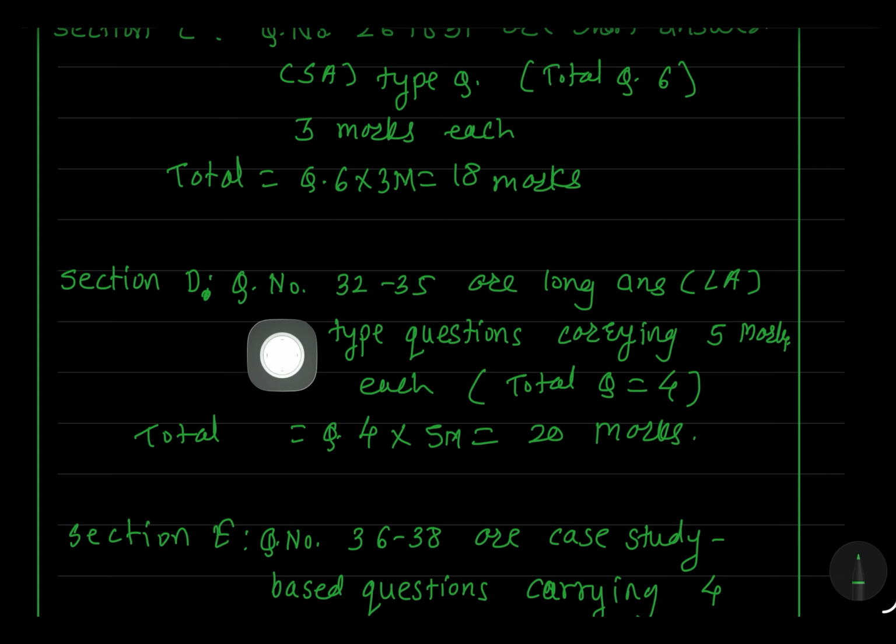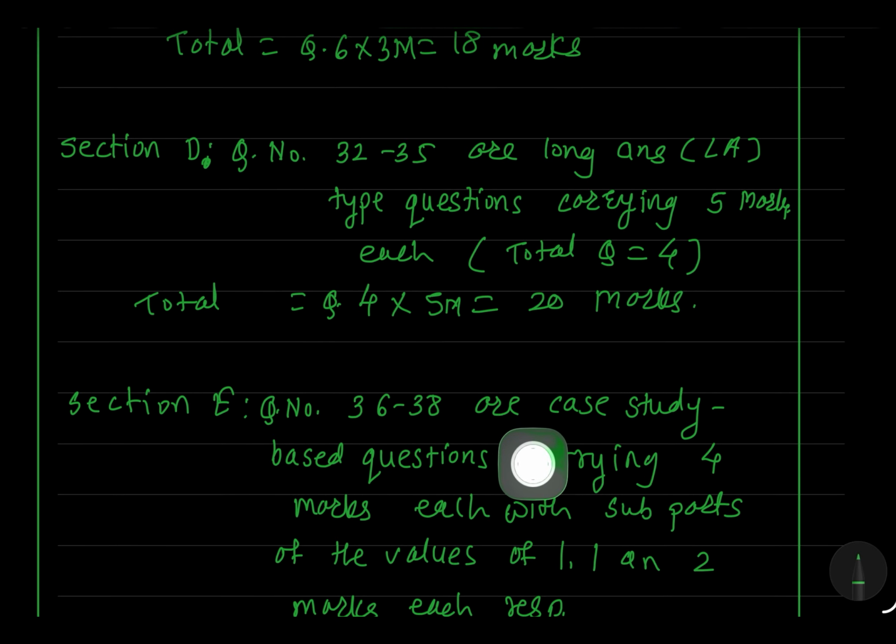Now section D, question numbers 32 to 35, are long answer type questions carrying 5 marks each. Total questions are 4, so 4 into 5 marks, 5 marks each. That is 20 marks, so section D will be 20 marks.